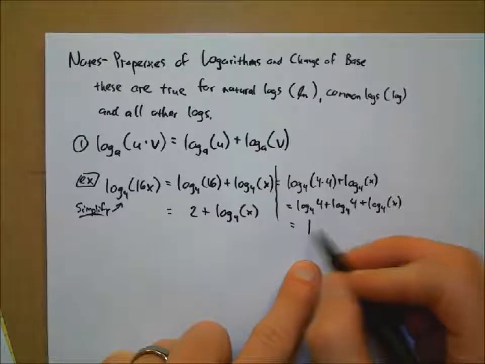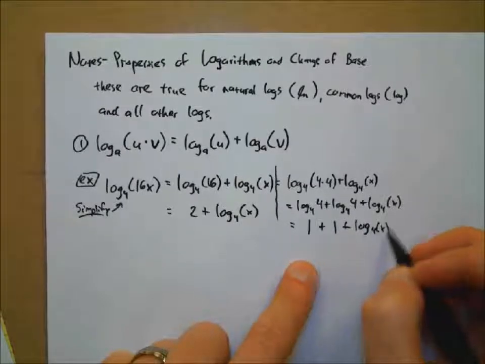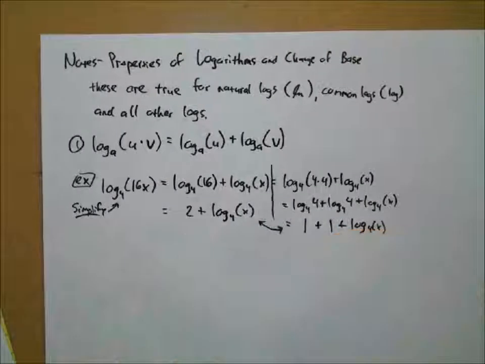1. So that'll be another 1. And then log base 4 of x. And we get the same thing, right? 1 plus 1 is 2, and there's our 2 plus log base 4 of x.